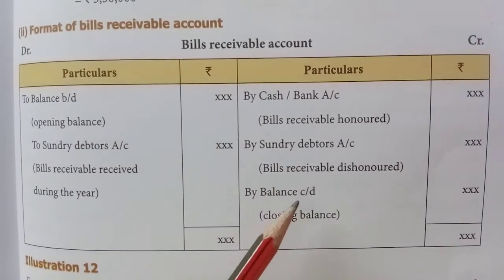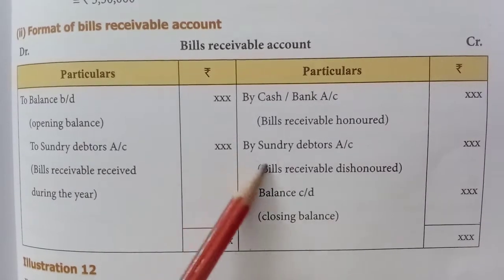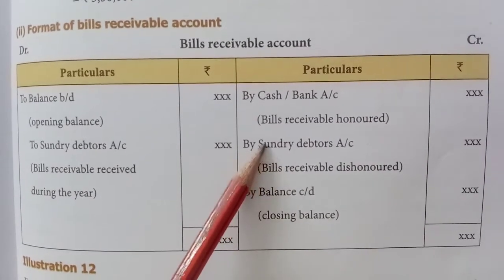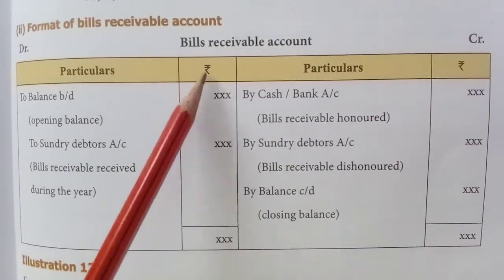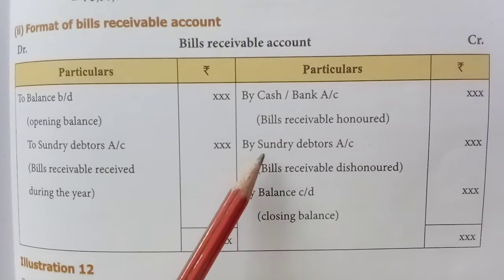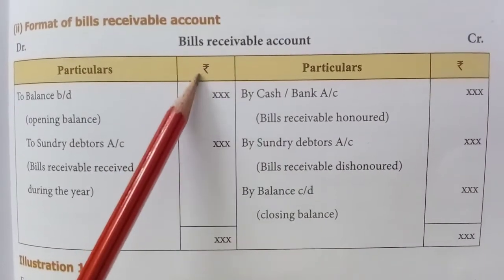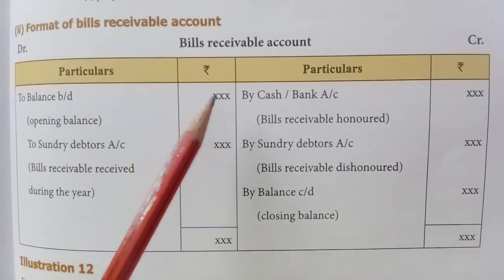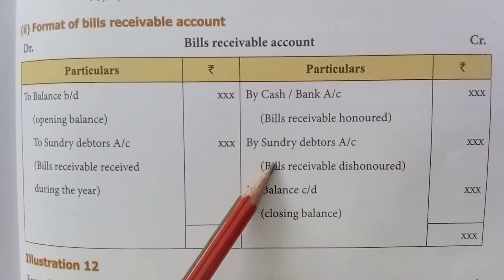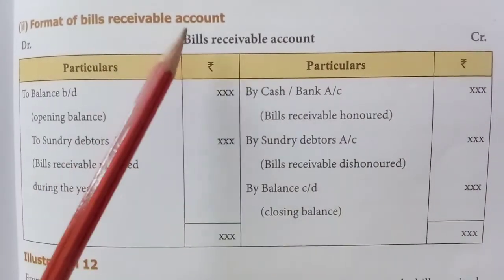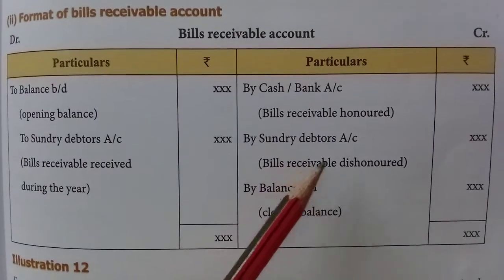Then if the bills receivable is dishonored, what will we do? Again we have to debit the debtors, sundry debtors account debtor. Bills receivable account should be credited, because when we receive the bills receivable, we write bills receivable account debtor to sundry debtors. But if it is dishonored, we have to write the reverse entry: sundry debtors account debtor to bills receivable. Since bills receivable is credited, on the credit side we write by sundry debtors account.